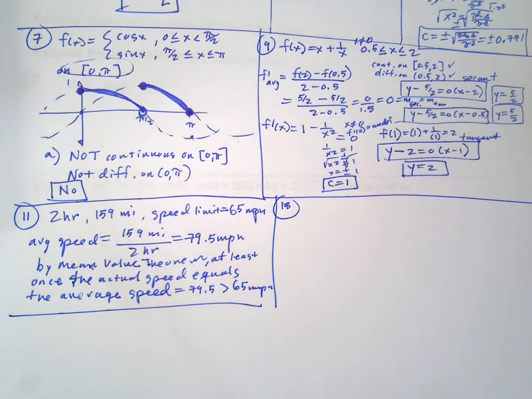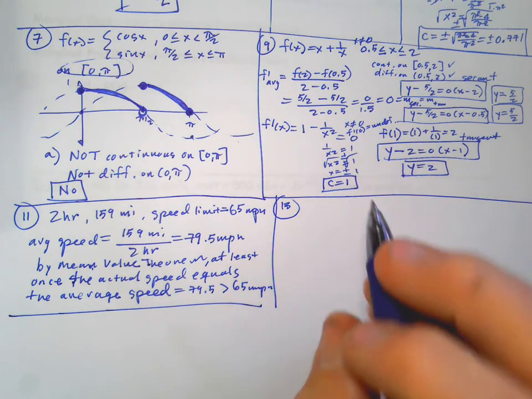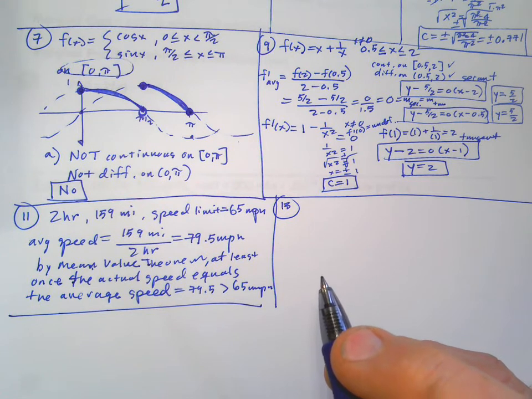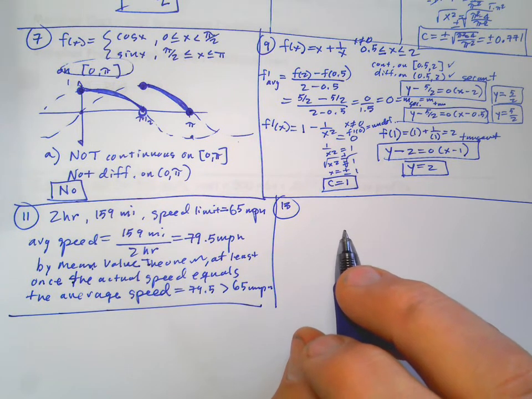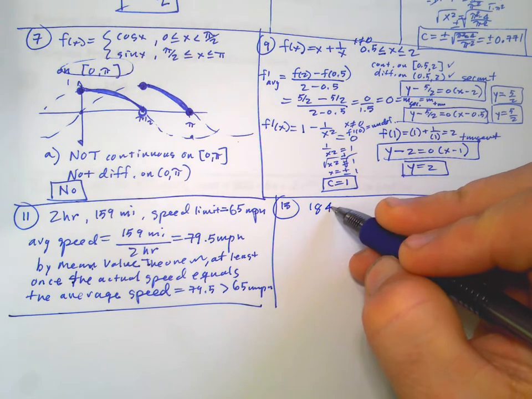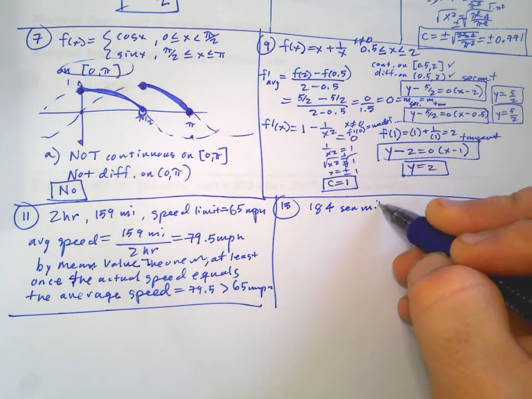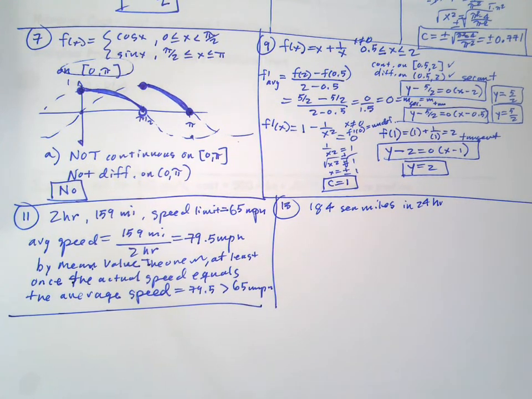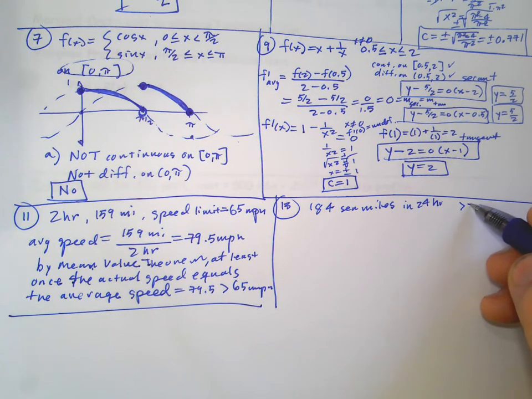And 13. Classical accounts tell us that our 170-oared trireme, ancient Greek warship, once covered 184 sea miles in 24 hours. Explain why at some point during this feat, the speed exceeded 7.5 knots, which is sea miles per hour.